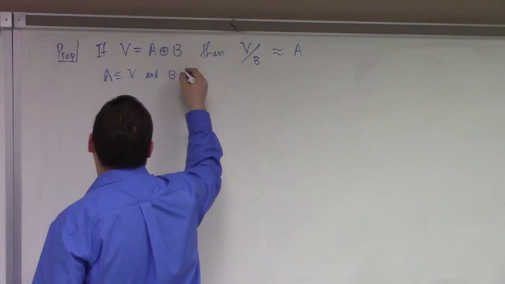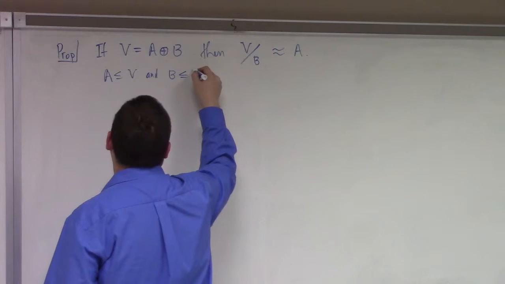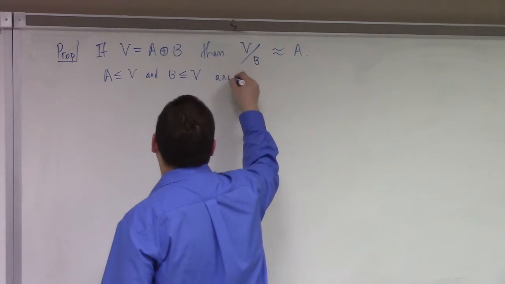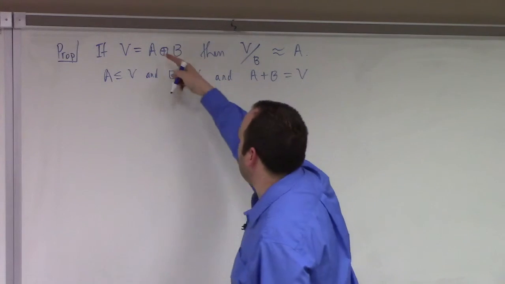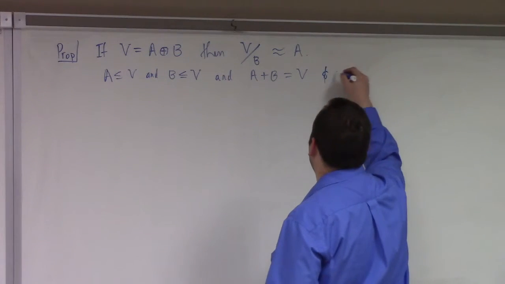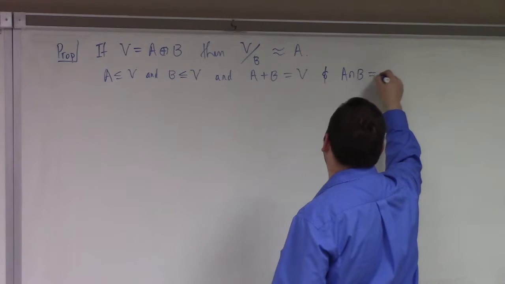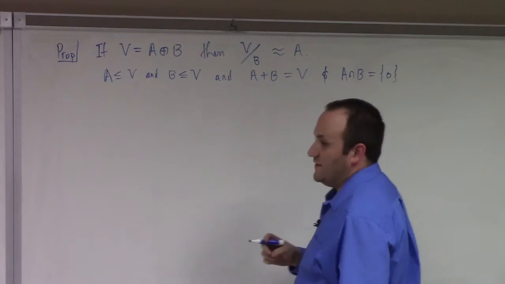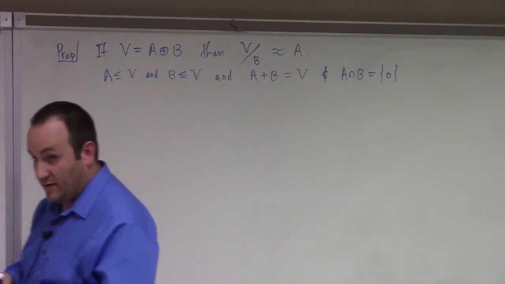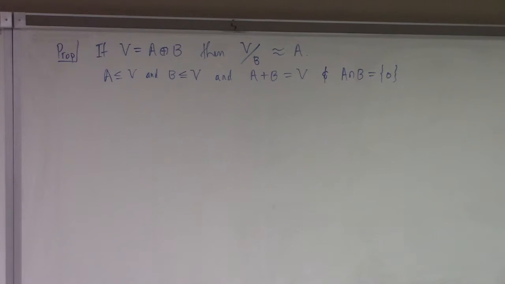So A is a subspace of V, B is a subspace of V, and what else do we have? We have A plus B is equal to V, and what does this circle mean? It means they're independent, right? So A intersect B is 0. That's implicit within saying V is the direct sum of A and B. Or you could say internal direct sum to be more precise.